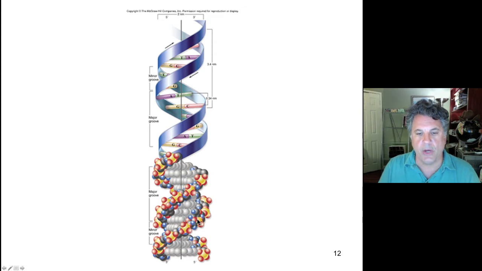So if you were able to go inside the screen here and peer around this minor groove, you would find a major groove on the other side. Likewise, if you looked in this major groove and went around to the other side of the molecule, you would find a minor groove there. So the major and minor grooves are 180 degrees opposite each other and kind of spiral up the double helix as we proceed up the double helix. And the B form of DNA is a right-handed double helix. That is, the helix spirals in the right-handed direction.